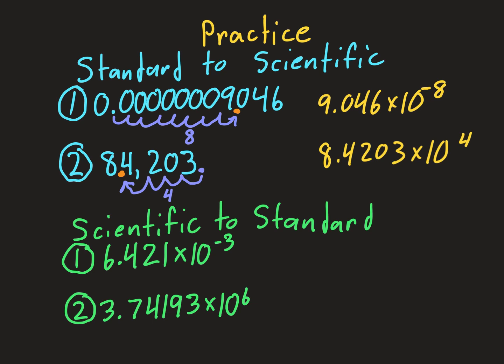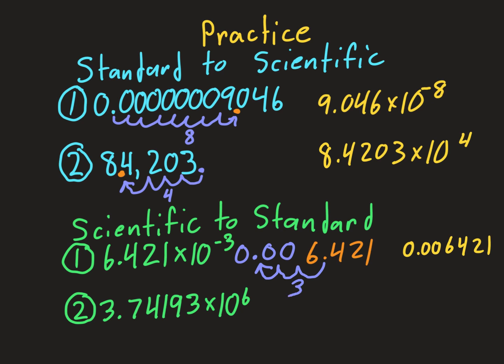Now let's look at converting from scientific form to standard form. In this case, we have a -3, which means we need to move it to the left, like the negative numbers are on the left of the number line. So we're going to move it from where it is 3 places to the left, adding our ghost zeros. And we get 0.006421.